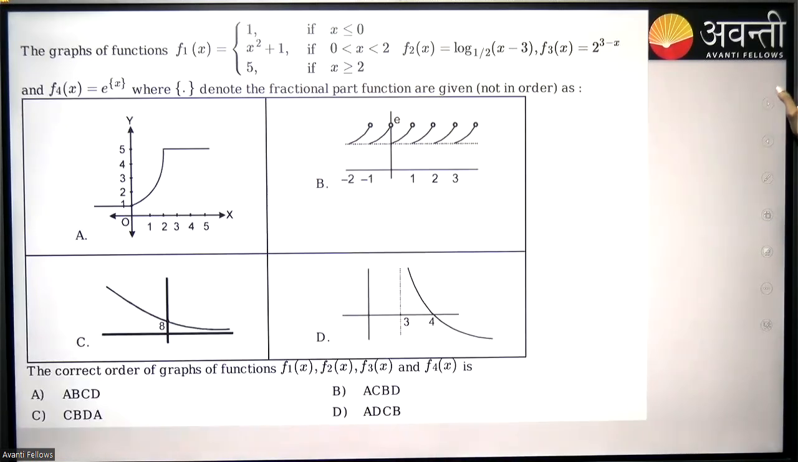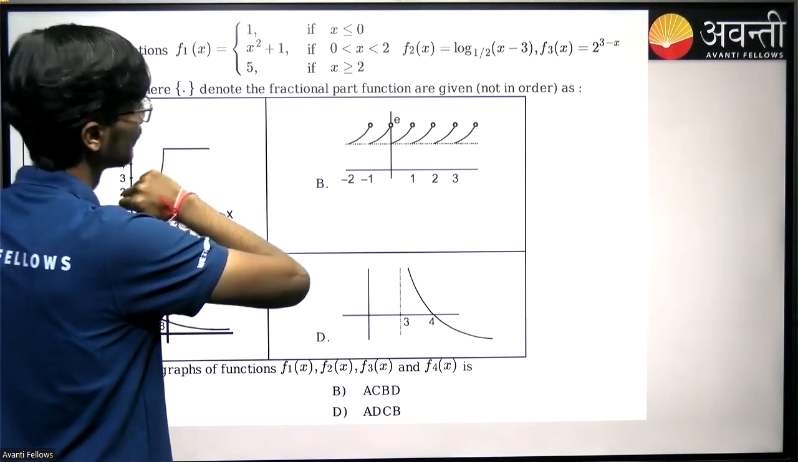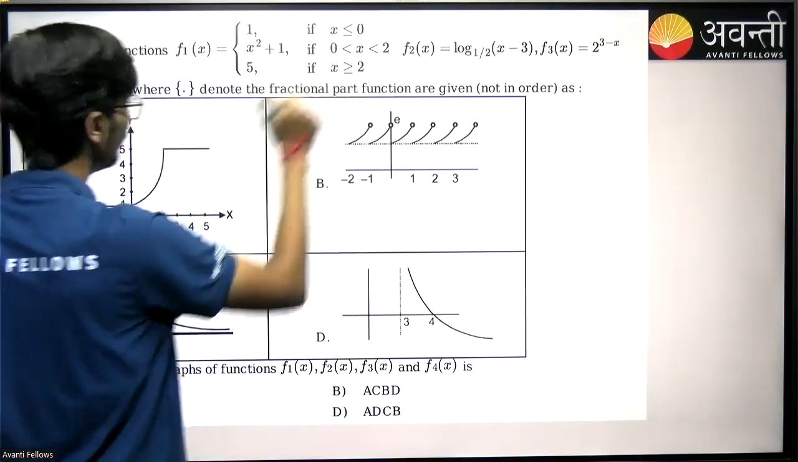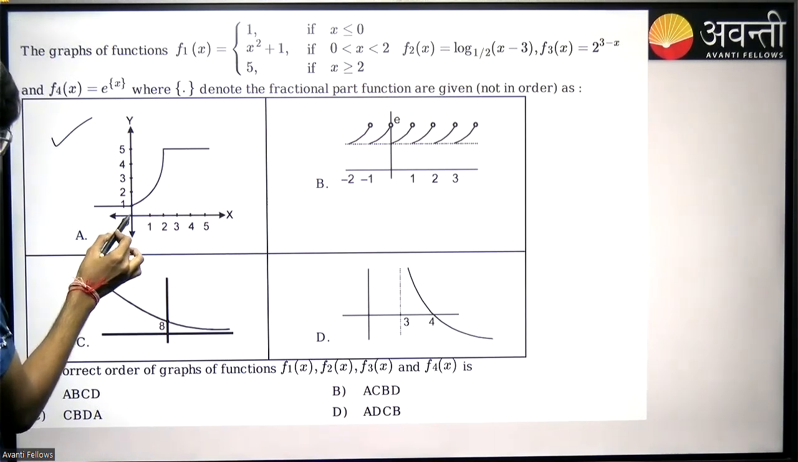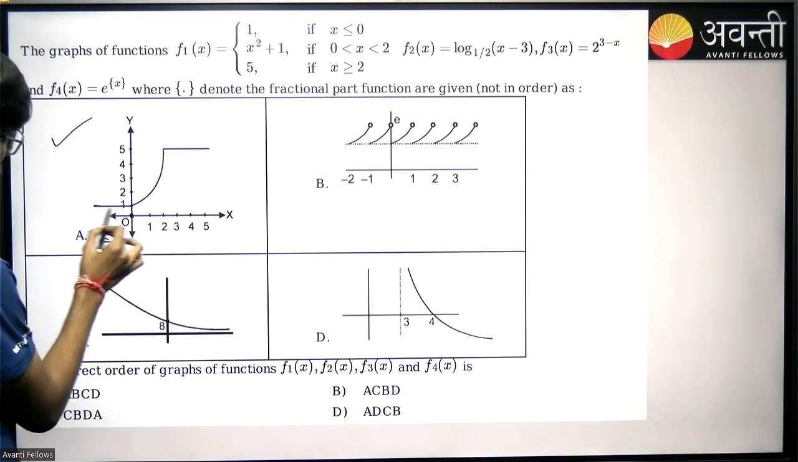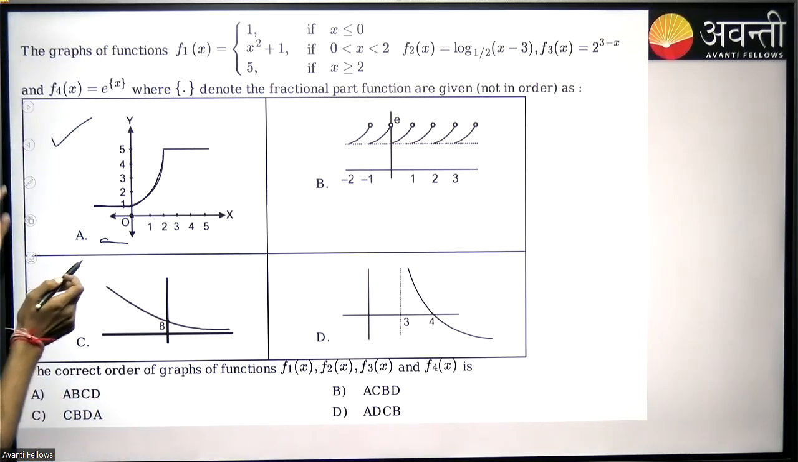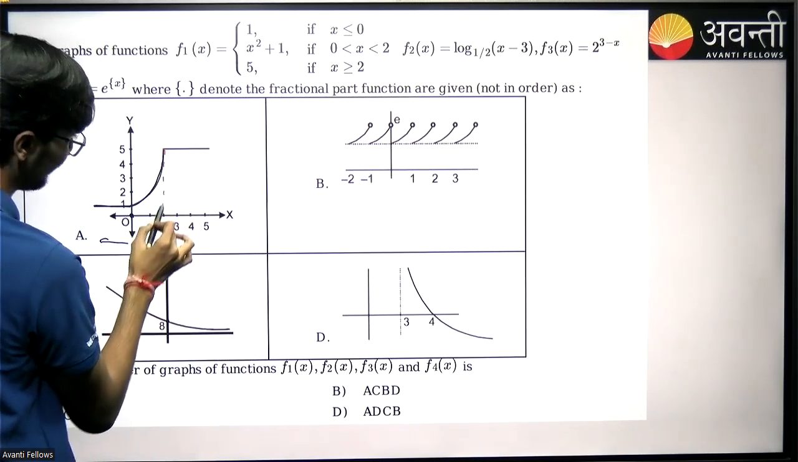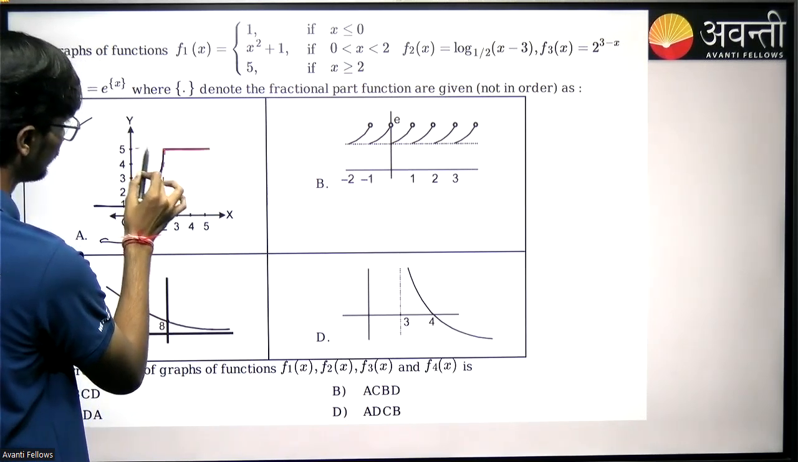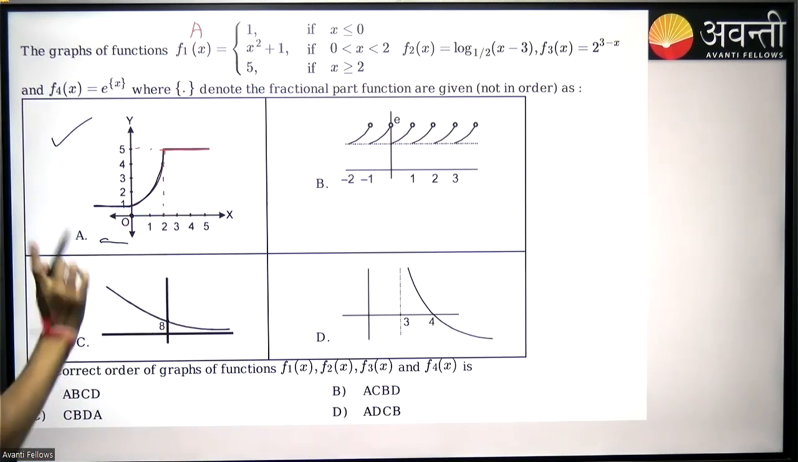Let's see what we have next. Oh, yes. The graphs of the function. So very simple thing if you know the graph. Let's see f1(x). So f1(x) is 1, then x of 5. So I think this is 1, right? Because for x less than 0, we have the straight line 1. From 0 to 2, we have this, and let me mark it with the red. And for x greater than 2, we have the line y equals 5. So f1 is the first graph, right?